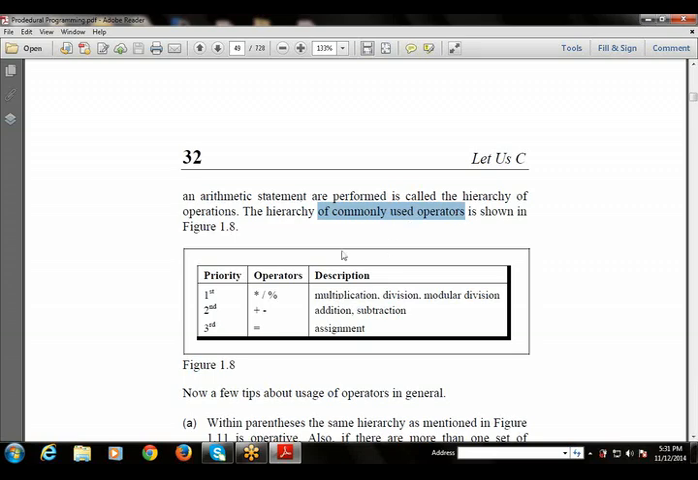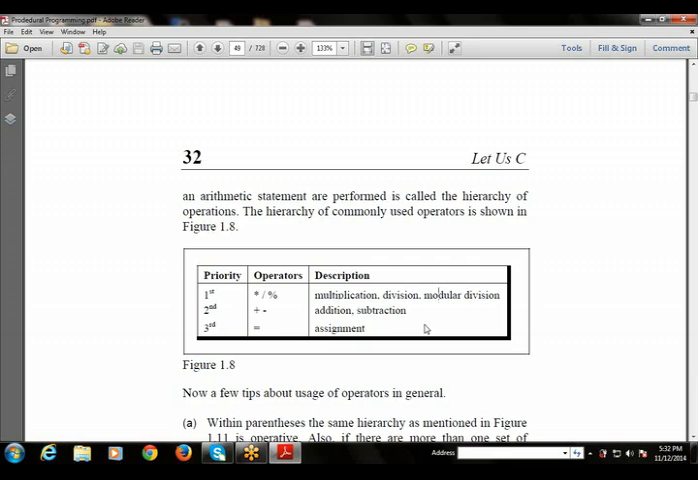The hierarchy of commonly used operators is shown in figure 1.8. This is the first priority: multiplication, division and the modulus operator. Either use the multiplication operator, the division operator, or the modulus operator. Then the next priority is plus and minus, that is the addition and the subtraction. These are the two priorities that can be used. Next, the third priority is assignment, that is the equals to, the assignment operator.